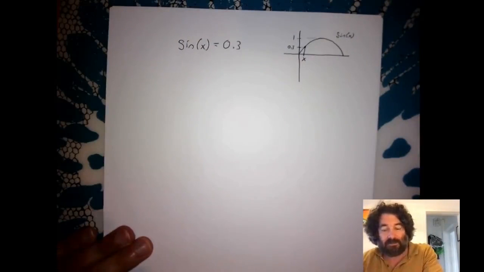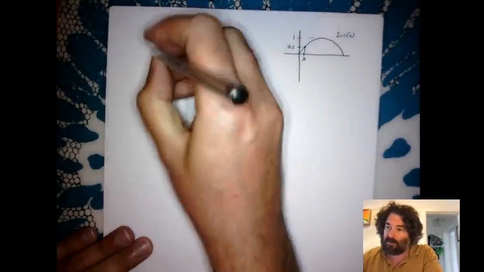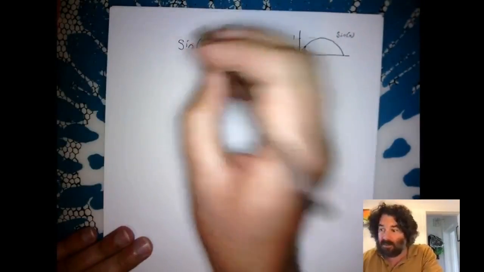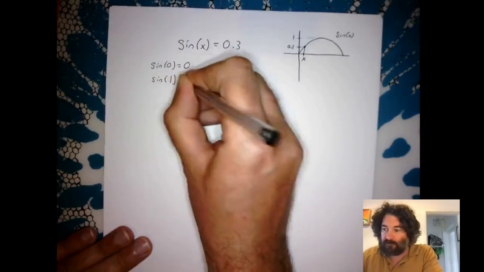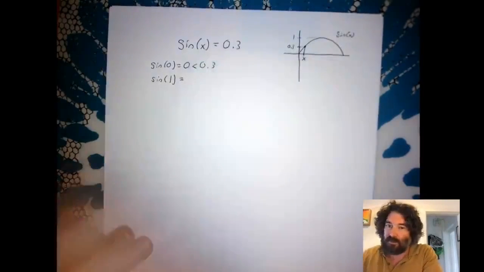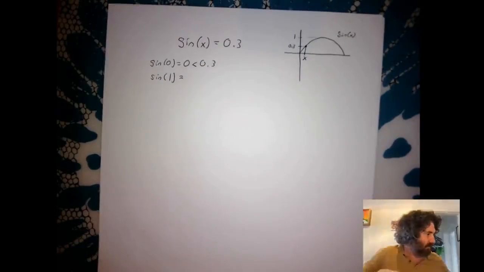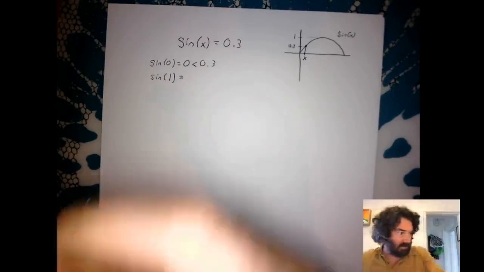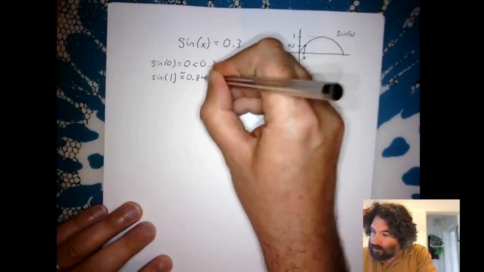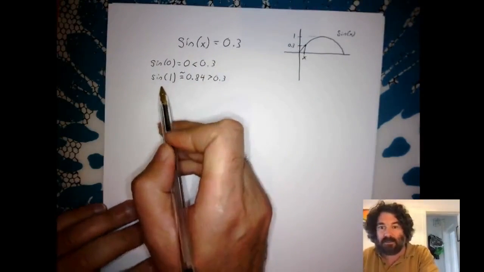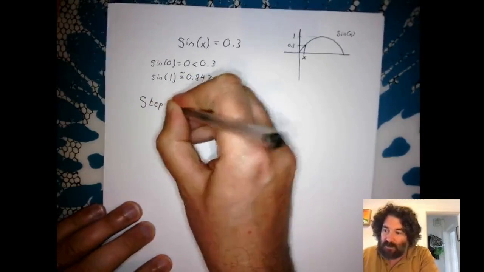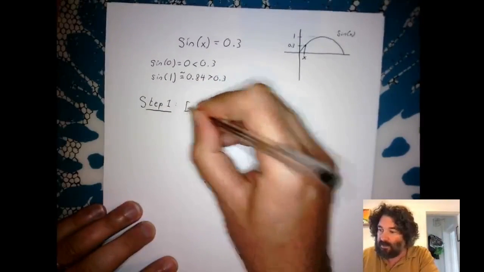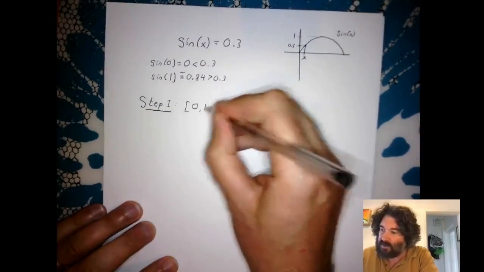For the first step, you have to find the a and b that you start out with that surround 0.3. So sine of a should be less than 0.3, and sine of b should be more than 0.3. In this case, we can take a equals 0 and b equals 1, since sine of 0 is of course 0, which is less than 0.3, and sine of 1 is approximately 0.84, which is of course more than 0.3. That means the sine function, since it's continuous, has to equal 0.3 somewhere in the interval from 0 to 1.